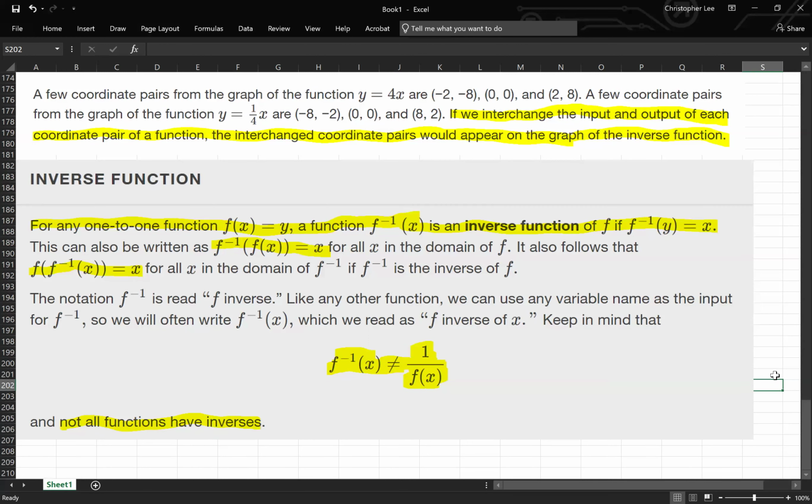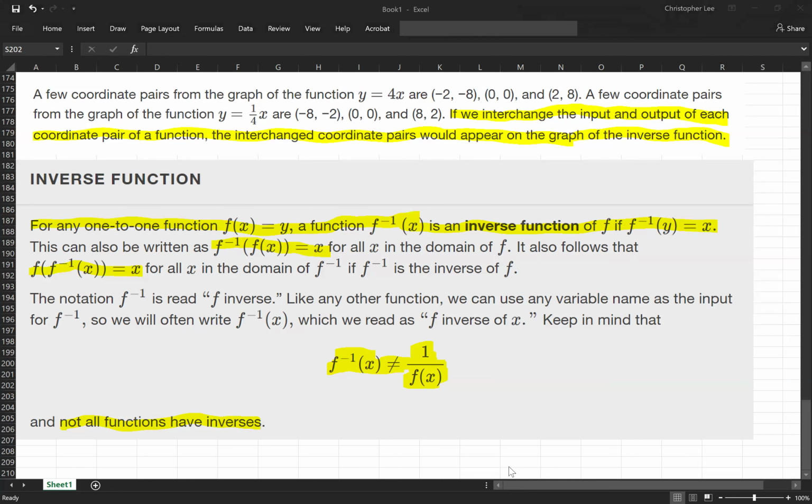So f of x equals 2x, and the inverse would be f of x equals 1 over 2x. Say it one more time. The inverse of 2x would be f of x equals 1 over 2x, or actually 1/2 x by itself. Yeah.